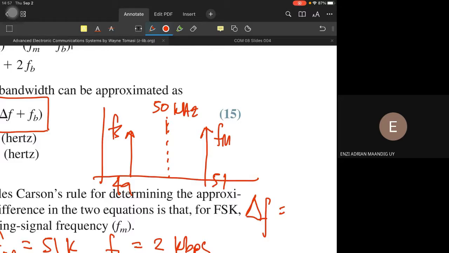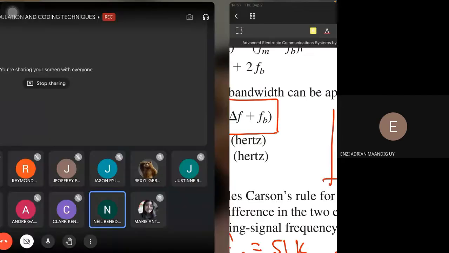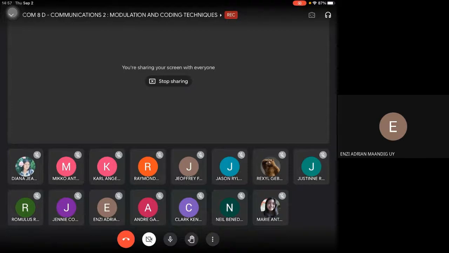So yeah, the carrier frequency is 50. The mark frequency is 51. The space is 49. So how much is delta F? This is delta F. What is your answer? Okay, 1 kilohertz.